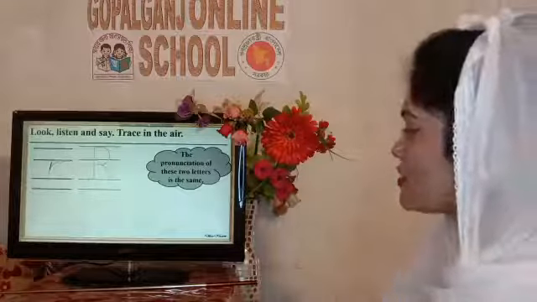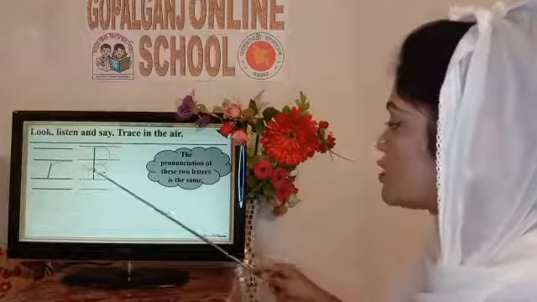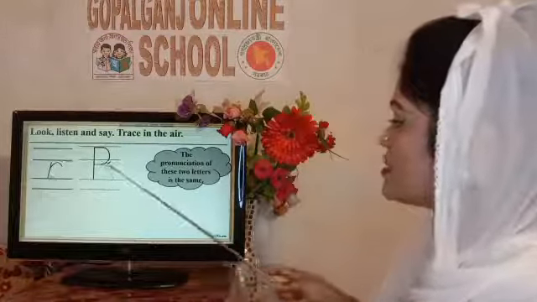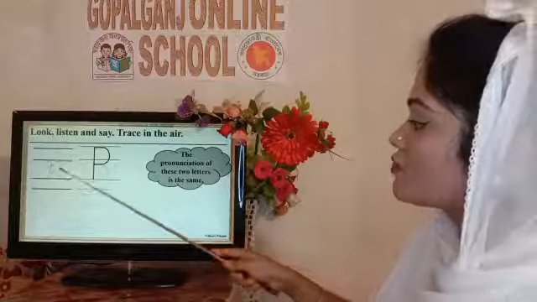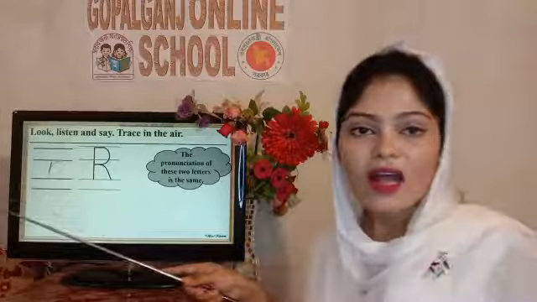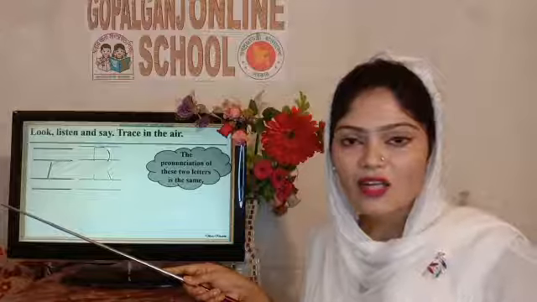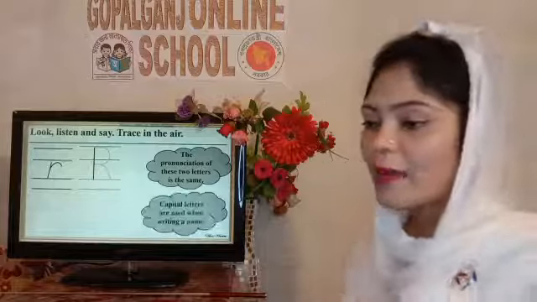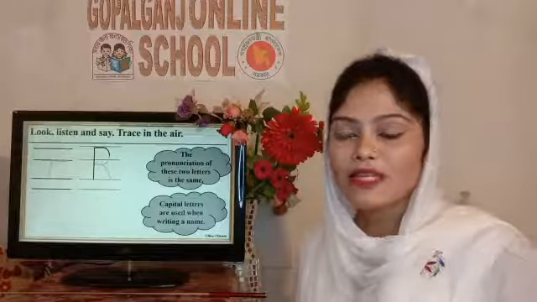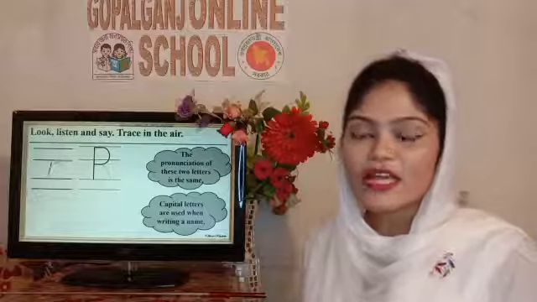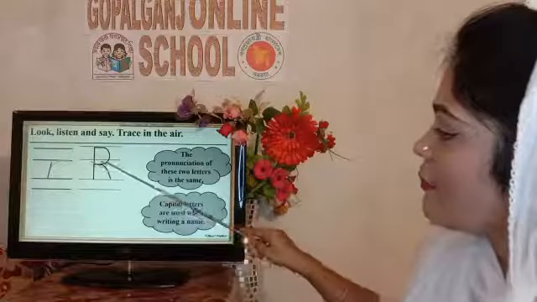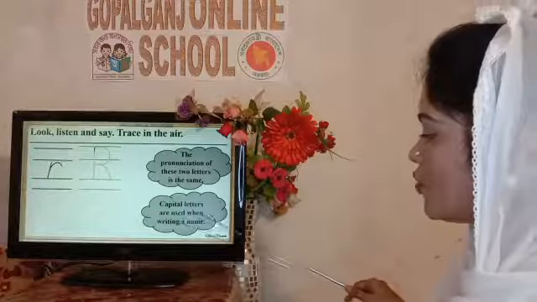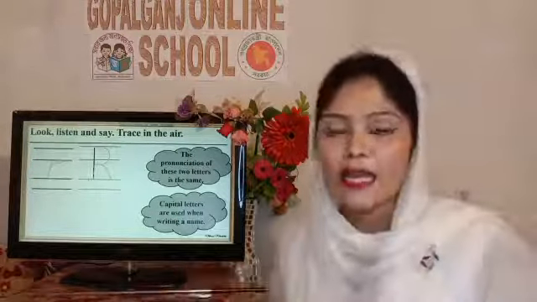The pronunciation of these two letters is the same. R, ra, ra, R. This is a capital letter and this is a small letter. Capital letters are used when writing a name.